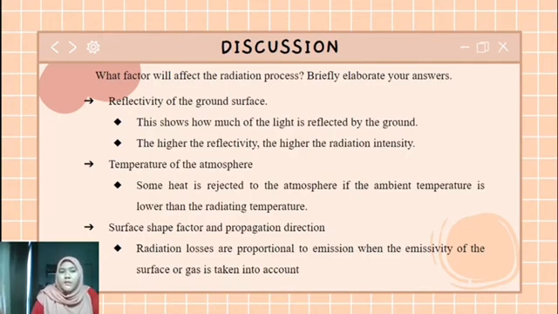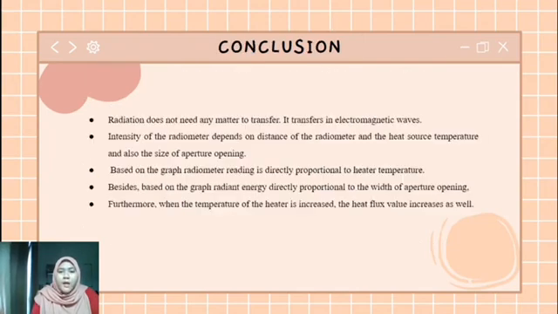The next one is the temperature of the atmosphere. Some heat is rejected to the atmosphere if the ambient temperature is lower than the radiating temperature. And lastly is the surface shape factor and propagation direction. The radiation losses are proportional to the emission when the emissivity of the surface or gas is taken into account. Next, we jump to the conclusions of this experiment. Radiation does not need any matter to transfer. It transfers in electromagnetic waves.